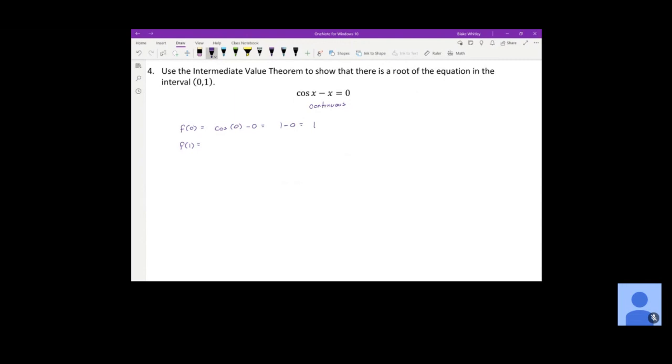Now, again, all we're trying to prove here is that one of these values is positive and one of them is negative, because then we know that it has to pass through 0 at some point. So that one is our positive. That's our greater than 0. Then we're going to do cosine of 1 minus 1. Now, cosine of 1 is not a nice value, right? You'll have to use your calculator for this. Make sure you're in radian mode if you haven't switched over already. And so what's cosine of 1 minus 1 going to give us?